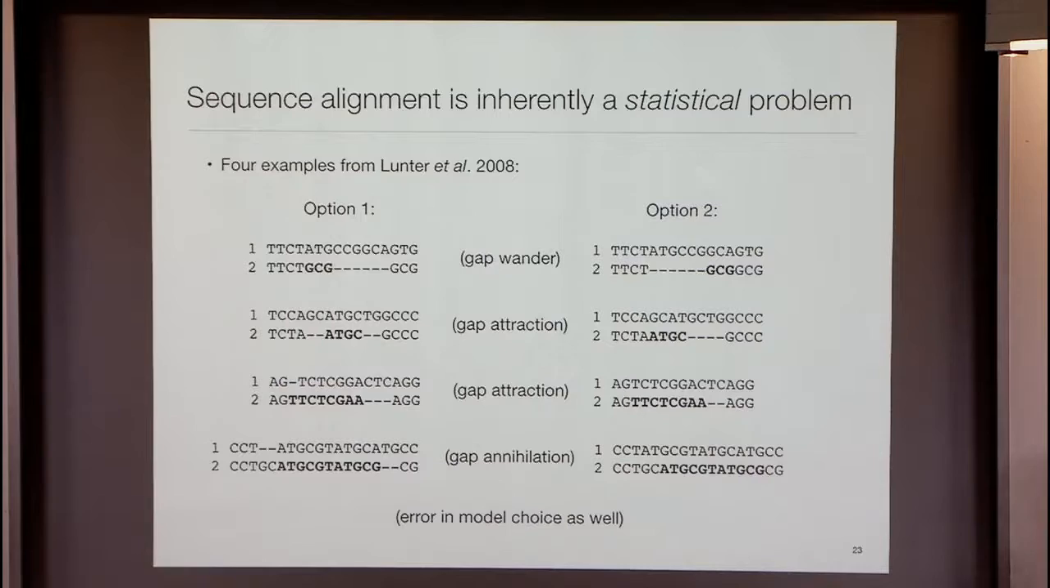He gave them names: gap wander, gap attraction, gap annihilation, and two different types of gap attraction. Basically, there are cases that happen in practice where you have, for example, this setting where GCG could wander between these two sides because it fits pretty well to both. A's and G's, a transition, basically have a higher probability than A's to C's.